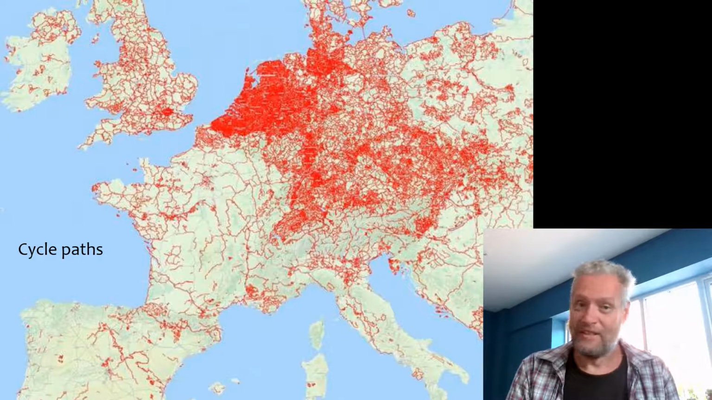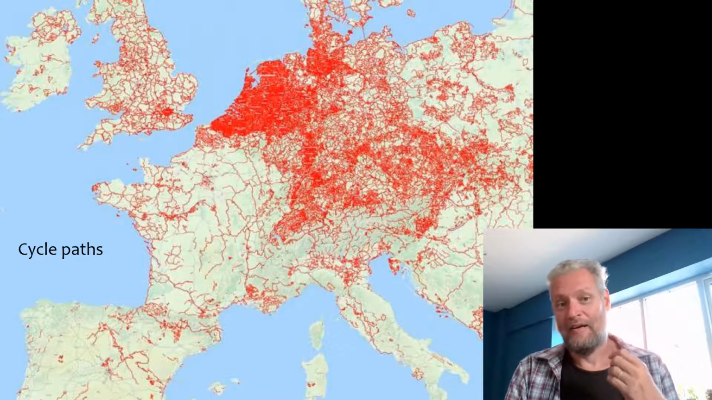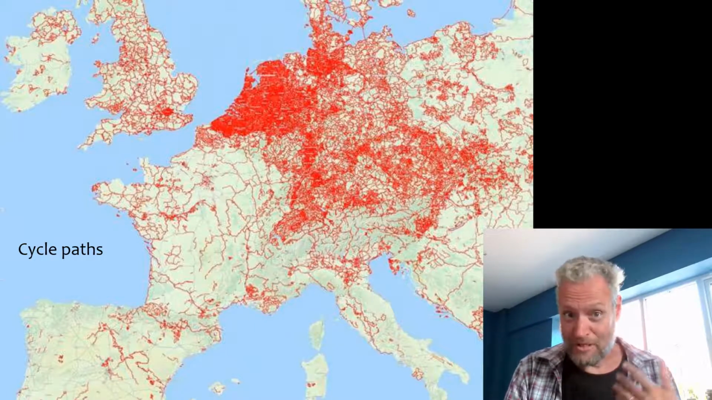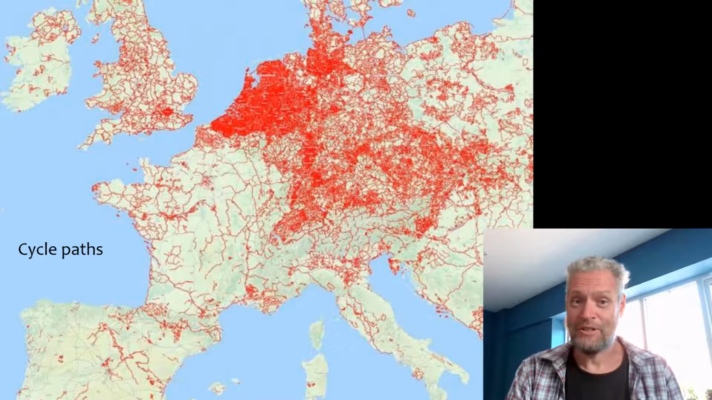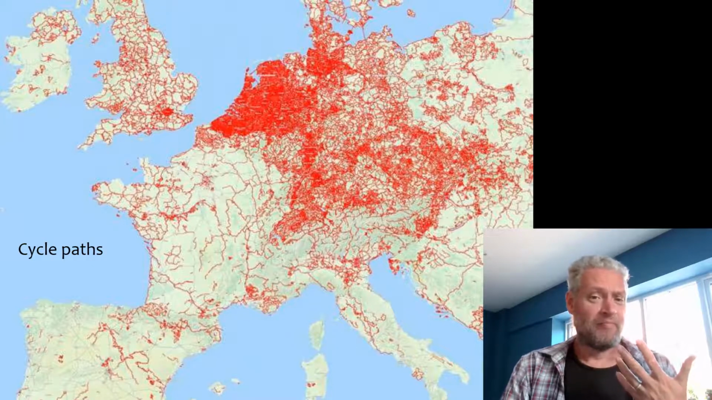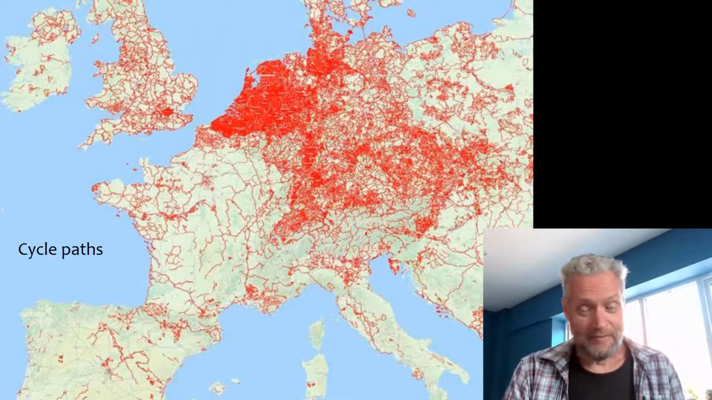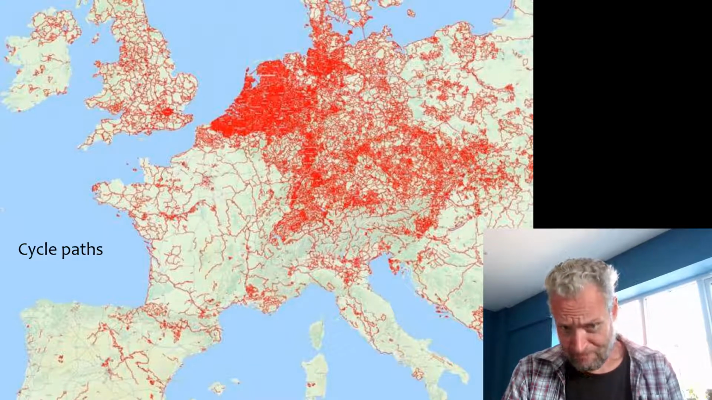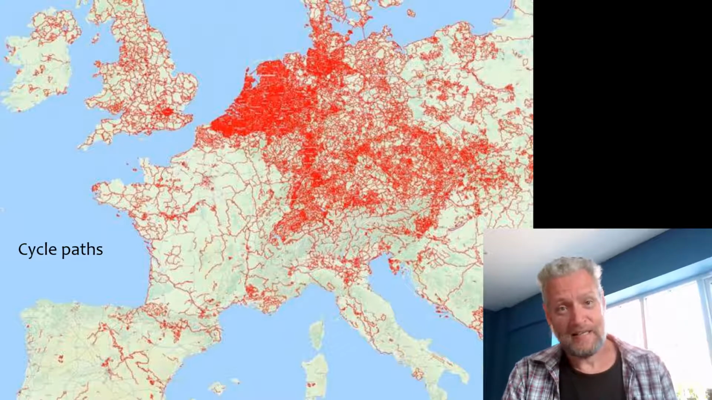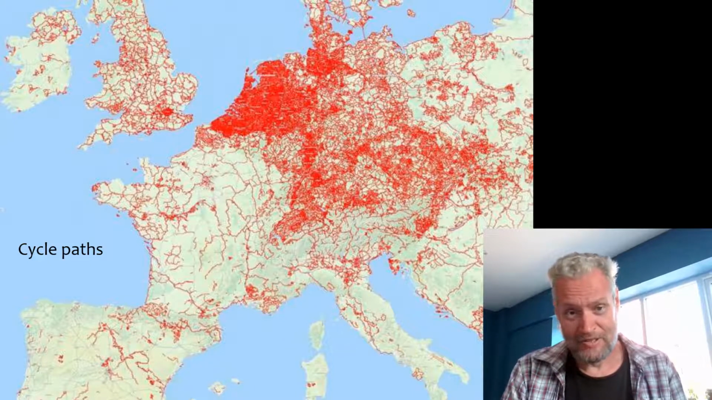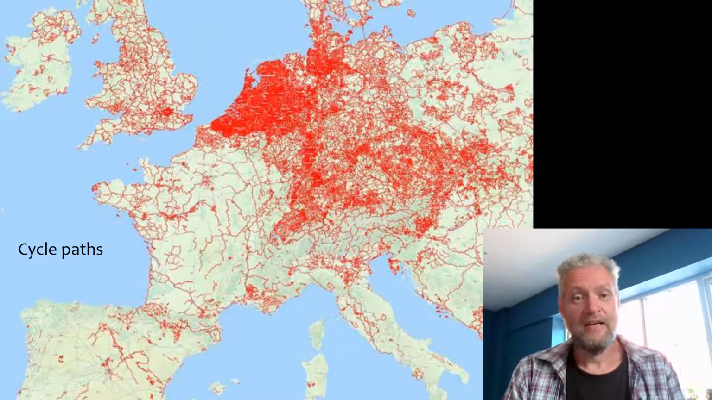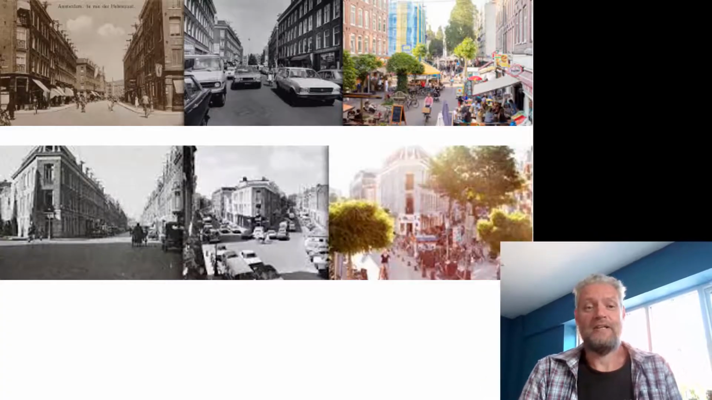And these are countries that have comparable incomes and comparable institutions and those sort of things. So it's not just wealth that determines cycling. Well, that's the first thing. But why is the Netherlands as it is in terms of cycling? Let's look at history for a bit.